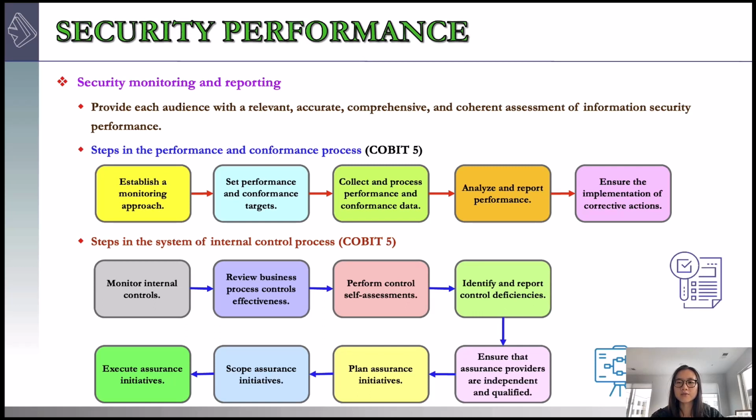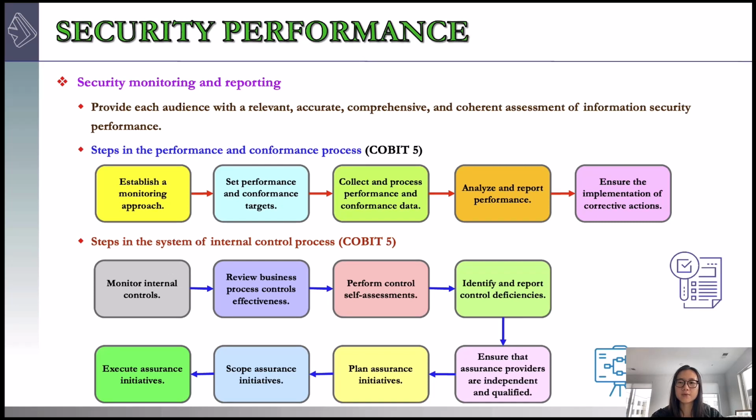For the system of internal control process, COBIT 5 defines the following 8 steps. The first step is monitoring internal controls. An organization continuously monitors, benchmarks, and improves the IT control environment and control framework to meet organizational objectives. The second step is reviewing business process controls effectiveness. The organization reviews the operation of controls, including a review of monitoring and test evidence to ensure that the controls in business process operate effectively.